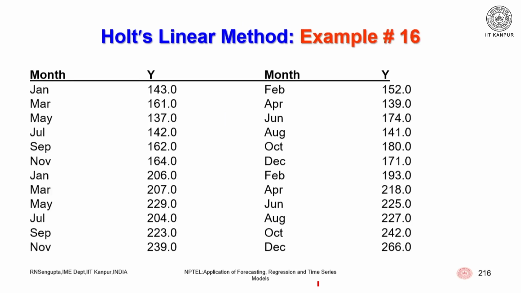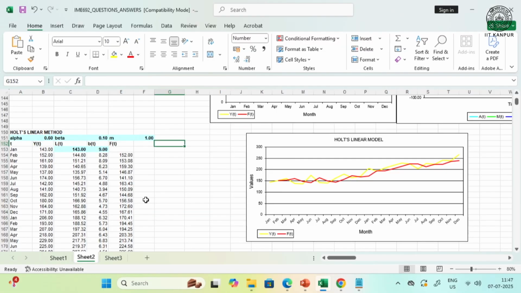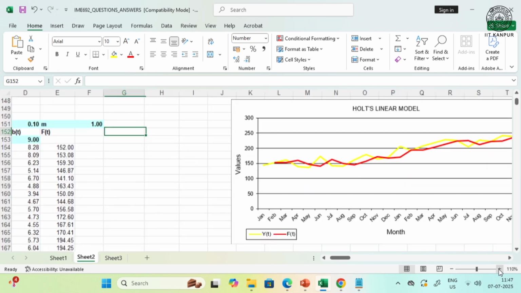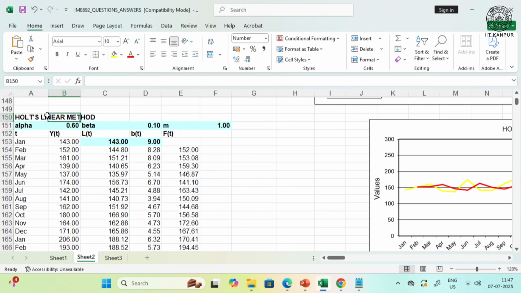Now, this is the data which you have, and I will basically go to the Excel sheet to solve it. So, here is the Excel sheet. I will use the Holt linear method. This is alpha. Alpha has to be given, based on which you will try to find out the error. Beta is the value. So, alpha and beta are the corresponding weights which are given for the level and the trend. M is the number of time periods ahead you are forecasting. I will consider M as 1, because till now we have considered that for all the problems. Today you are trying to predict for the next time period.